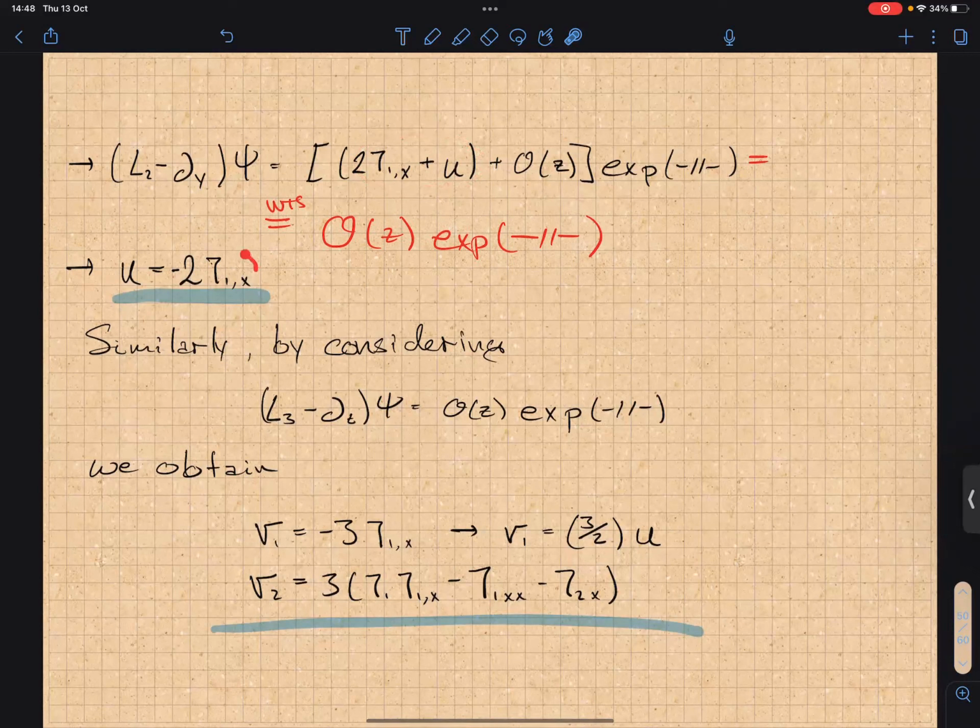And now I get this relation, this definition of the coefficient u. And u is the term that's going to be the solution of the KP equation. This is a term of our consistency equation.